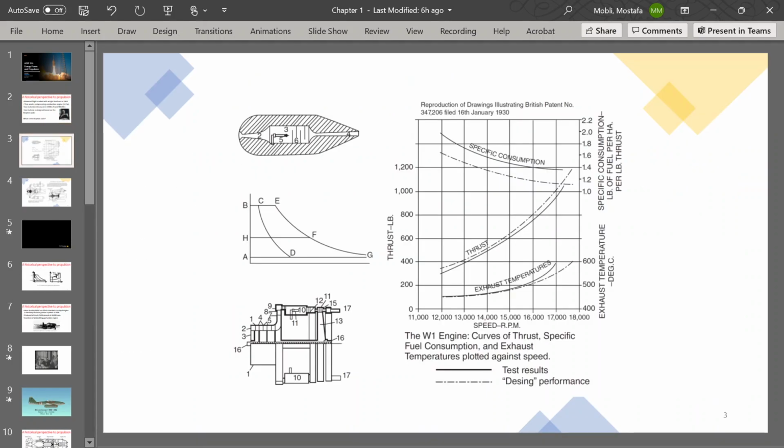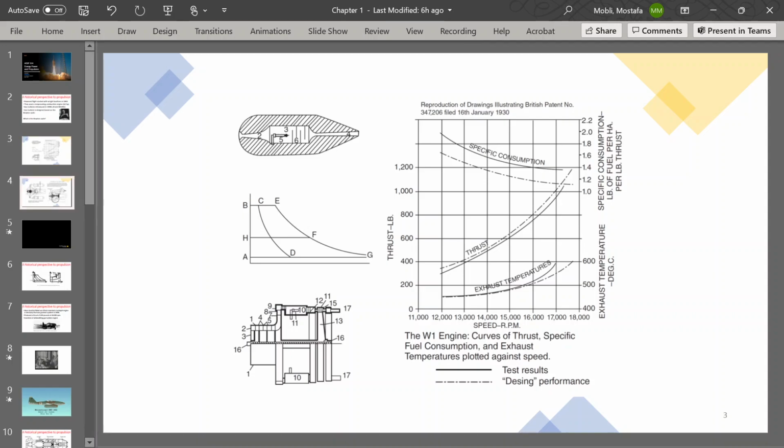His patent, this is taken from his patent. This is his idea on the patent. You can see the diagrams, the TS diagrams here, all of the thermodynamic diagrams, and also the schematics of the engine itself here. All of these parameters, the specific consumption, thrust, and the exhaust temperatures, which are the important design parameters in an engine design, were also given in the patent.